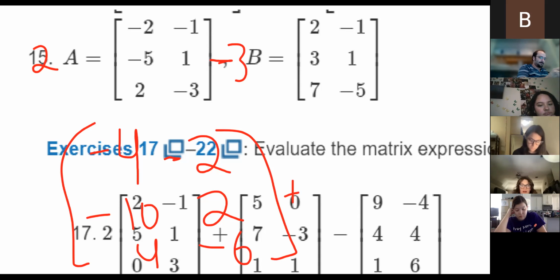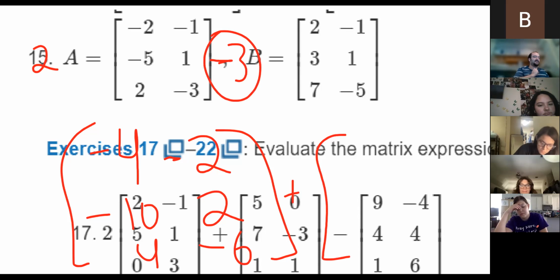Then you multiply all of the B's by negative 3. Okay, so I'm going to include the negative in here, right?